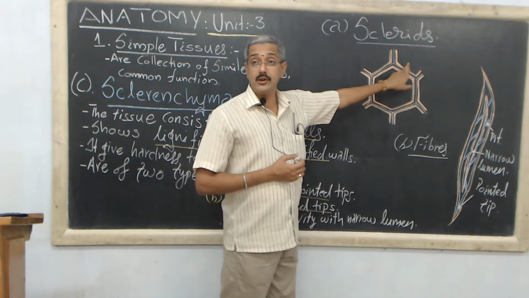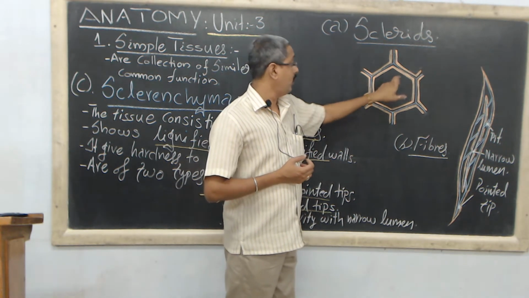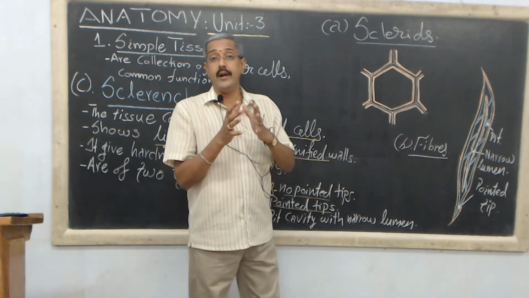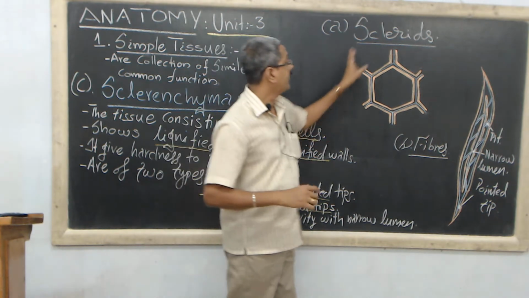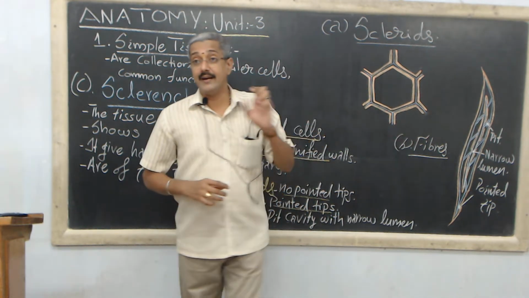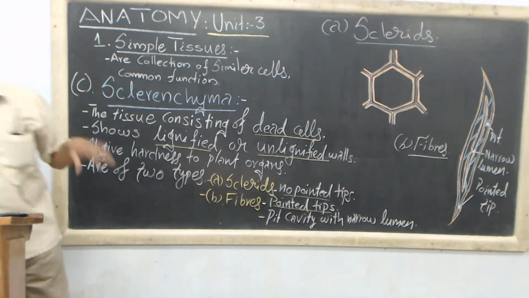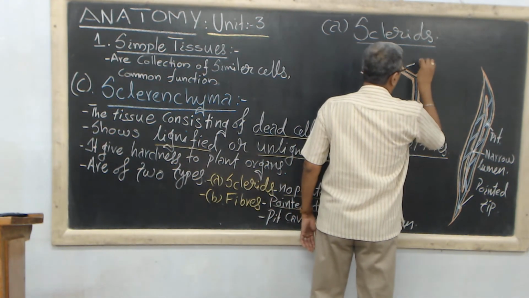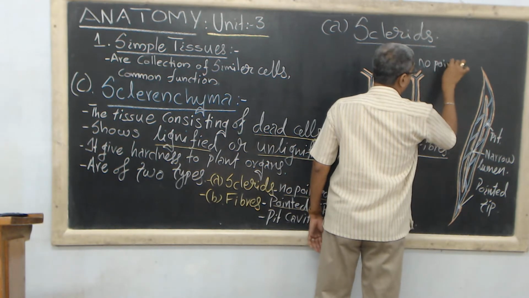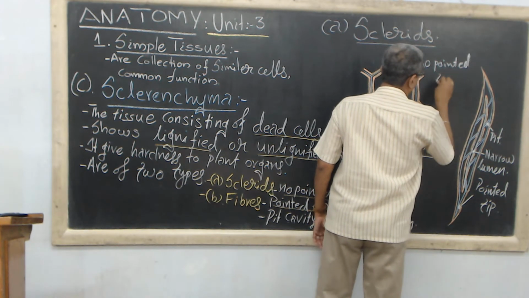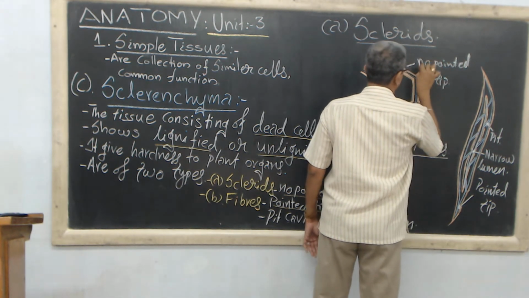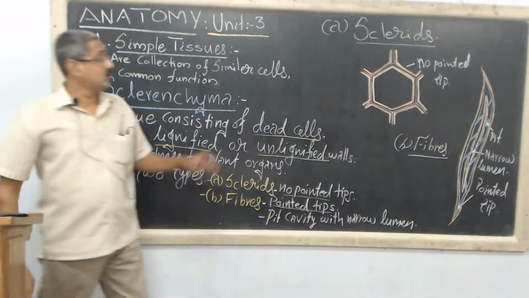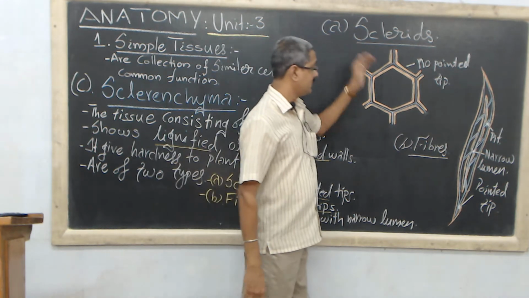The inner walls of the cell become highly lignified and thick walled, and here you can see there is no pointed tip. No pointed tip, as in the sclerids. So that is the structural difference between sclerids and fibers.